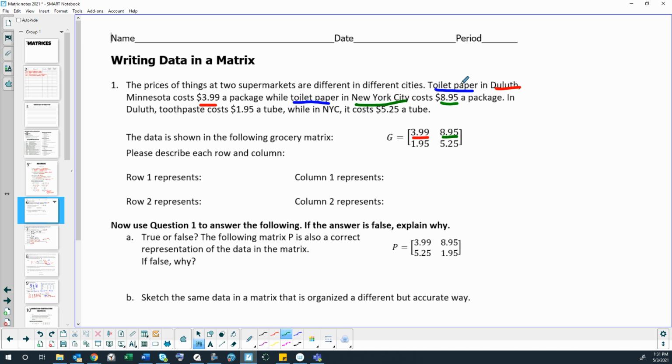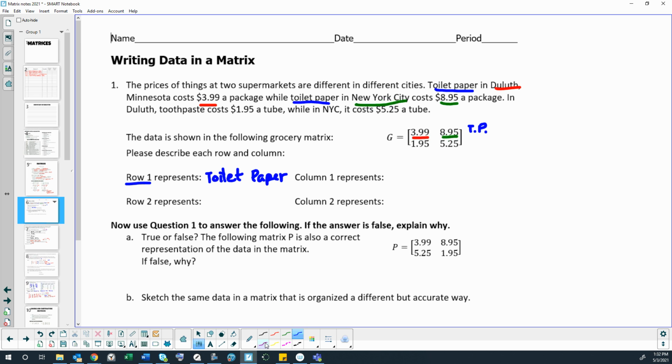So interesting, so far all we've been talking about is toilet paper, but we've mentioned 2 different cities. So that must mean that this entire top row is representing toilet paper. I'm going to abbreviate it with TP. Okay, so right here, row 1 represents toilet paper, right? You can abbreviate it if you want. Okay, we can also figure out now something else about what the columns represent, but let's keep reading and see what we can discover.